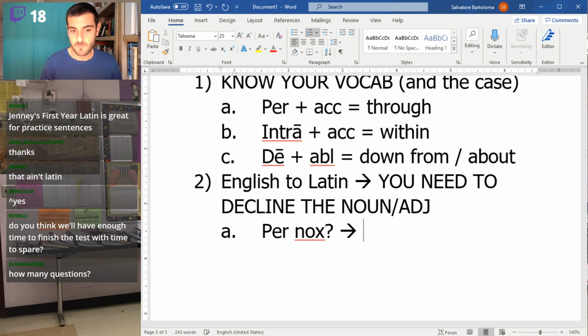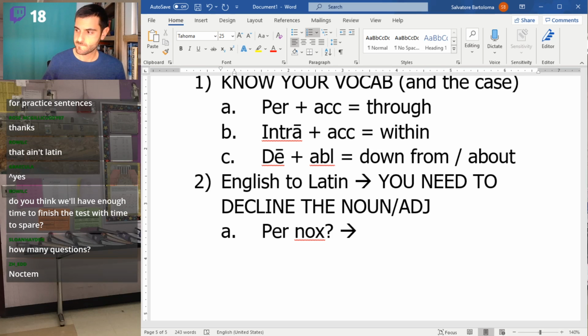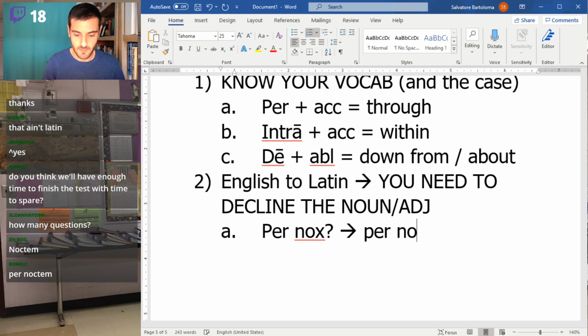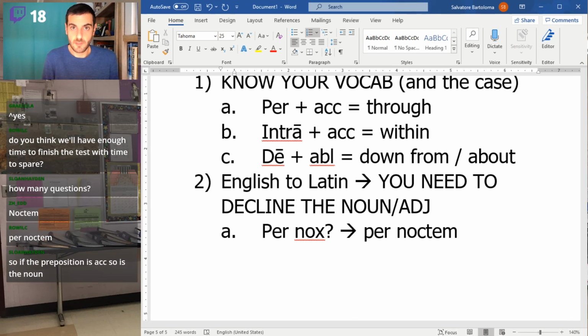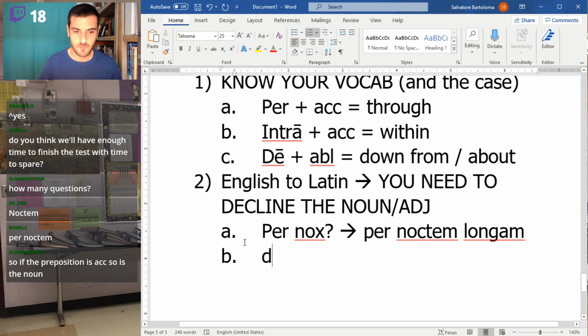Instead, what do I need to change nox to? What would the accusative of nox be? It's per noctem. That is what Latin looks like. If there's an adjective, longam, that's got to be accusative as well.